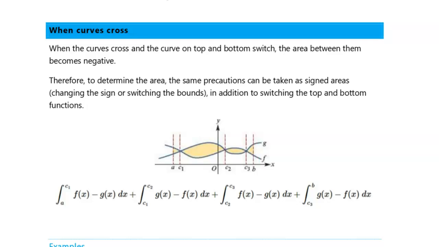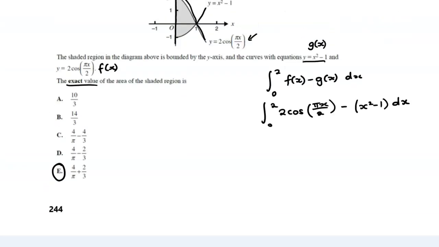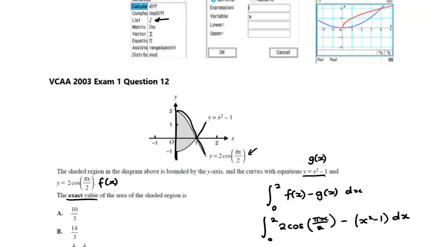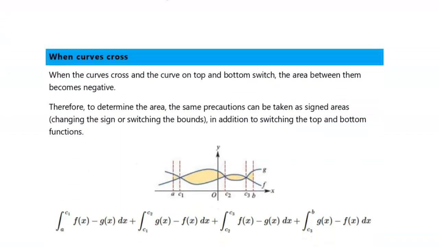When curves cross, as I said before, the curve on top and bottom switch, so the area between them becomes negative. So when I accidentally went, instead of being between 0 and 1 like I needed, I went between 0 and 2, I think this area would be going up like that, and then this one would be eventually curling back down again. So it would have a much larger area going on when they swapped which one was on the top and which one was on the bottom, resulting in an overall negative area. So we need to be really careful if we're swapping there.